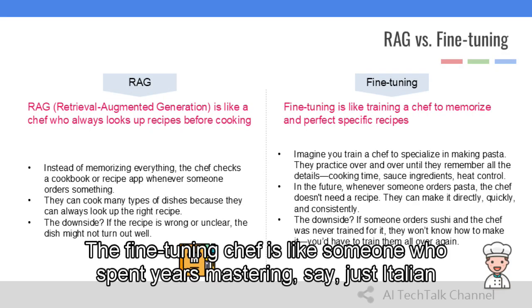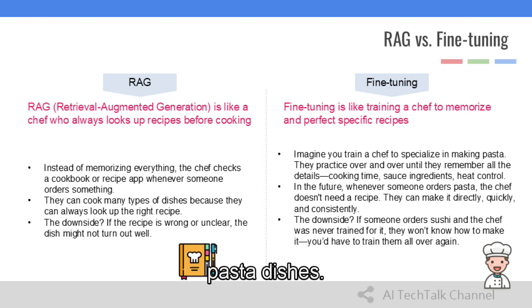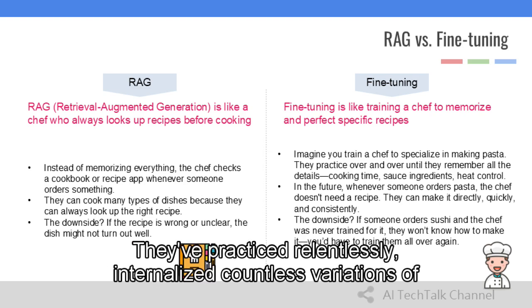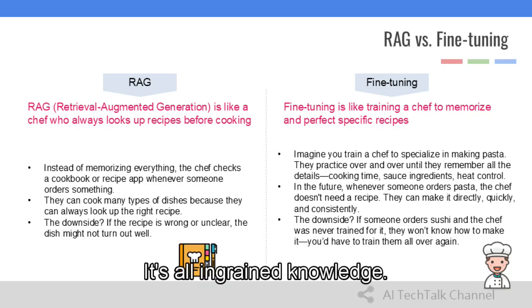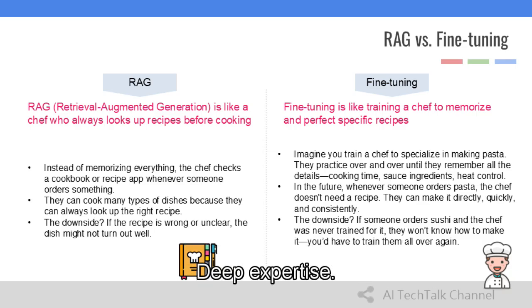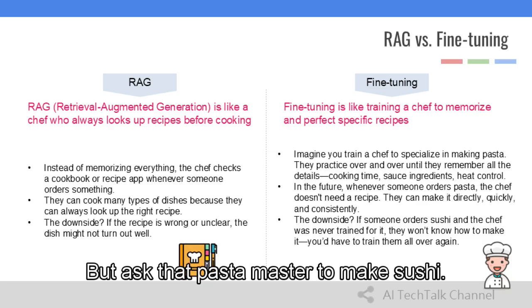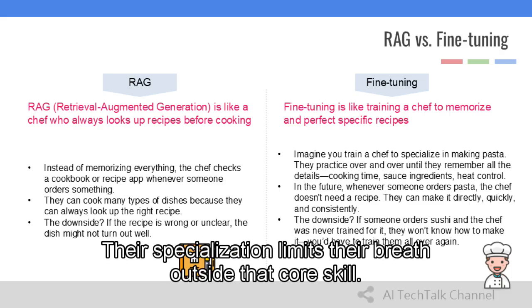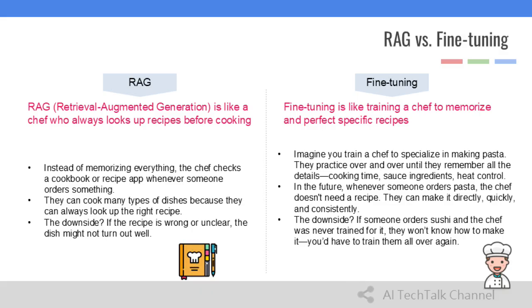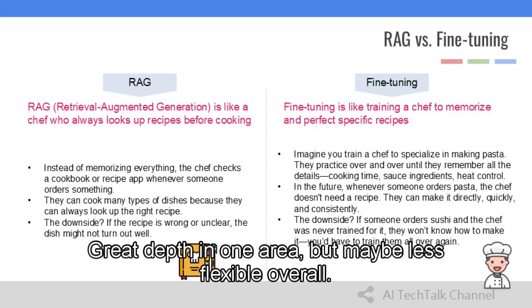The fine-tuning chef is like someone who's spent years mastering, say, just Italian pasta dishes. They've practiced relentlessly, internalized countless variations of doughs, sauces, techniques. They can whip up amazing pasta quickly, consistently, without looking at anything. It's all ingrained knowledge. Deep expertise. But ask that pasta master to make sushi, they'd be lost. Probably. They haven't been trained for it. Their specialization limits their breadth outside that core skill. That's like fine-tuning. Great depth in one area, but maybe less flexible overall.